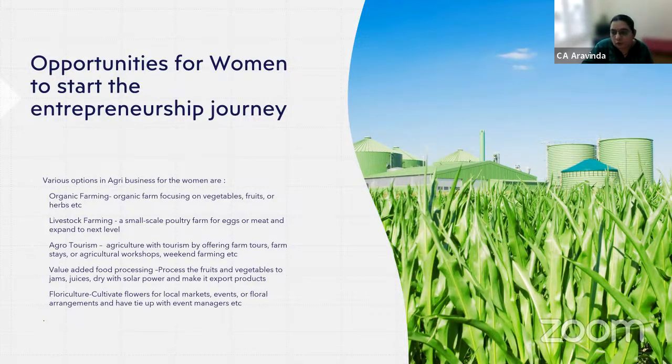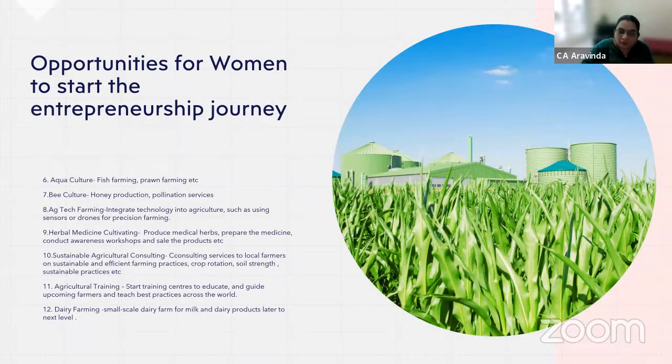Cultivate flowers for the local markets. Even now there are many startups where flowers are collected in the rural areas, exported, and transported to the cities in packets, lasting around 10 to 15 days as against the regular life of the flowers. Fish farming and prawn farming are areas they can think of, and even honey production. Drones are one of the areas the government is keen on, encouraging people to start using drones in farming.